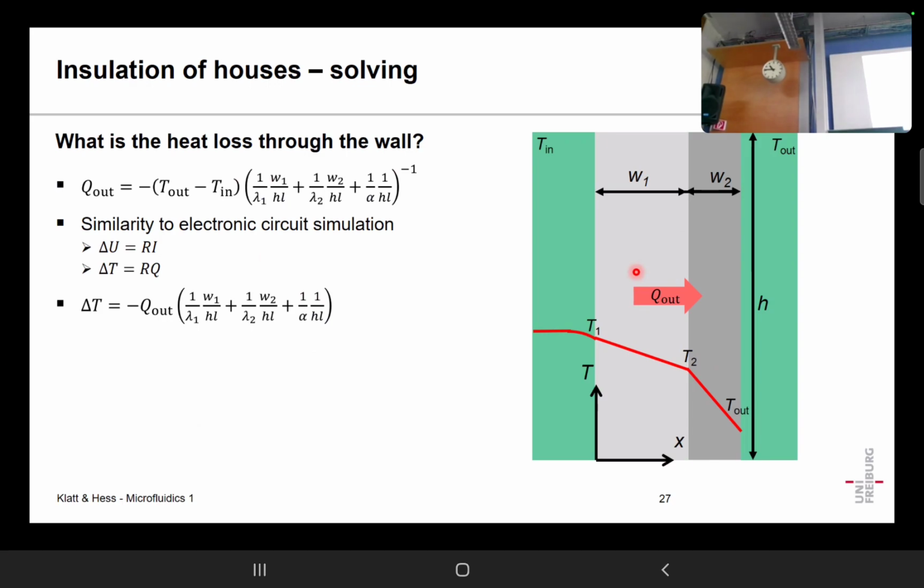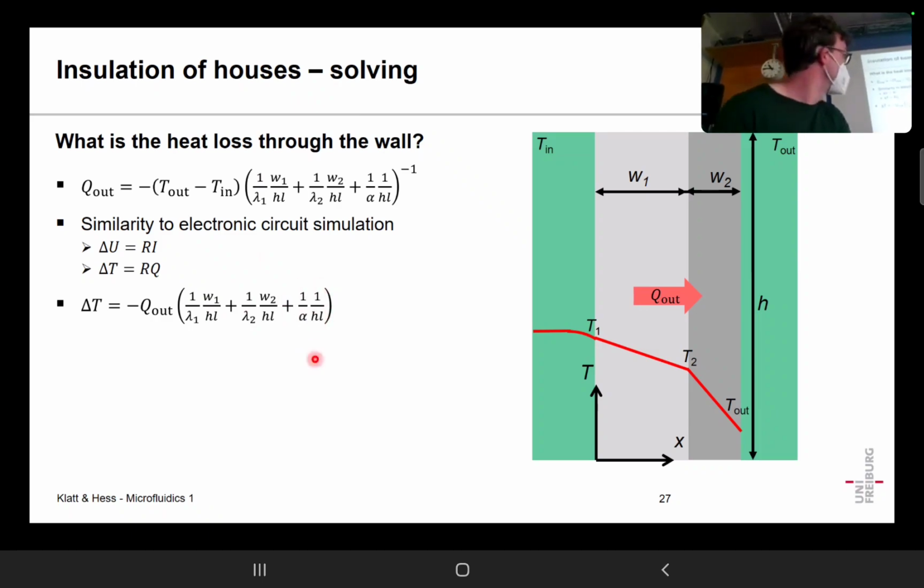And so the main advantage of this approach is that every time you find such a circuit analogy, you know what the resistance of your particular layer is. So for conduction, you always have these values, and for convection, you always have this part of the equation. And that's how you can really simplify very complex systems by using standard electronic circuit simulation tools.